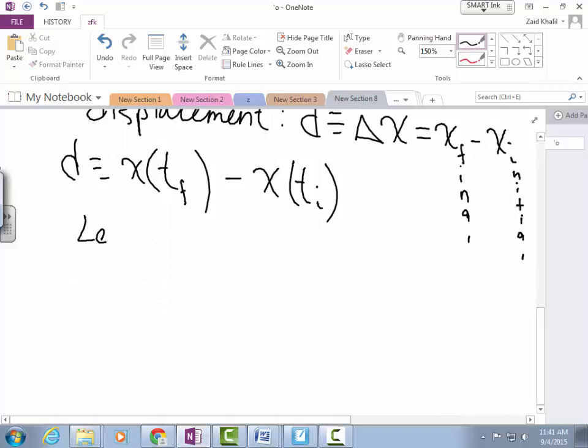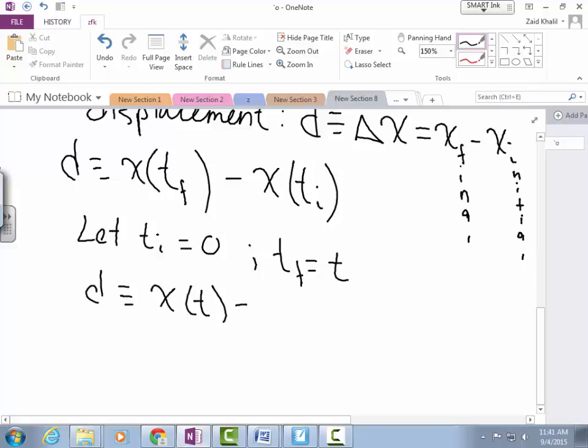That's right. So you can say, and you're always free to do this, you could say let TI equal 0 and let TF be, what do you want to call TF? How about we drop the F? It's called T. And so then the displacement becomes what? The displacement becomes x of t minus x of 0. So all these are equivalent definitions.